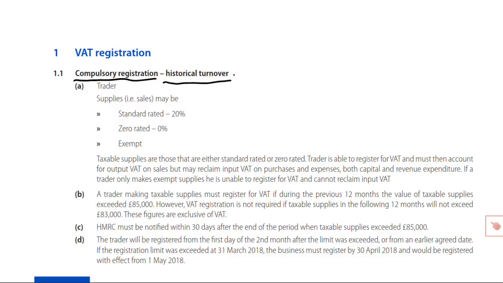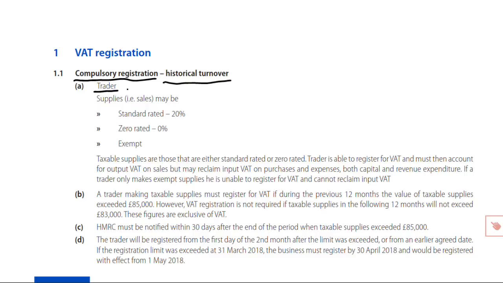Now, we're obviously talking about a business. We're talking about traders here. Whether that trader is unincorporated or incorporated makes no difference. This is a taxation administered by businesses. Whether unincorporated, sole traders, partnerships, or incorporated companies makes no difference. All businesses will have to deal with VAT. Well, they'll have to deal with it in terms of administering the system if they register for VAT. So, the rules of compulsory registration firstly are historical turnover.